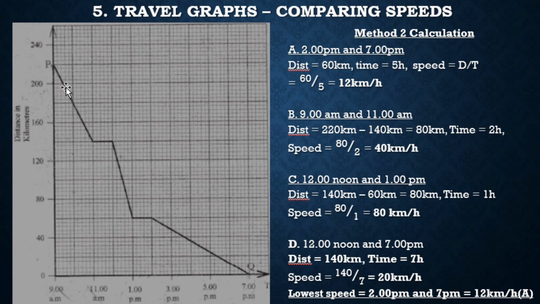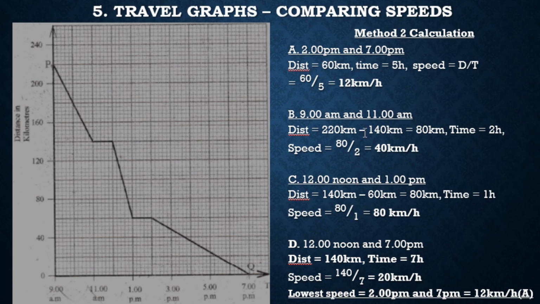Just repeat again. Between 9 a.m., 9 starts here and 11 is here. So this slope is the one we are talking about. So the distance for this slope starts at 220 and the slope ends at 140. So you subtract the two distances, 220 minus 140, which gives you 80 kilometers. The time is from where the slope starts at 9 and it ends at 11. So between 9 and 11 there are 2 hours. So the speed there will be 80 kilometers divided by 2 hours, which is 40 kilometers per hour.